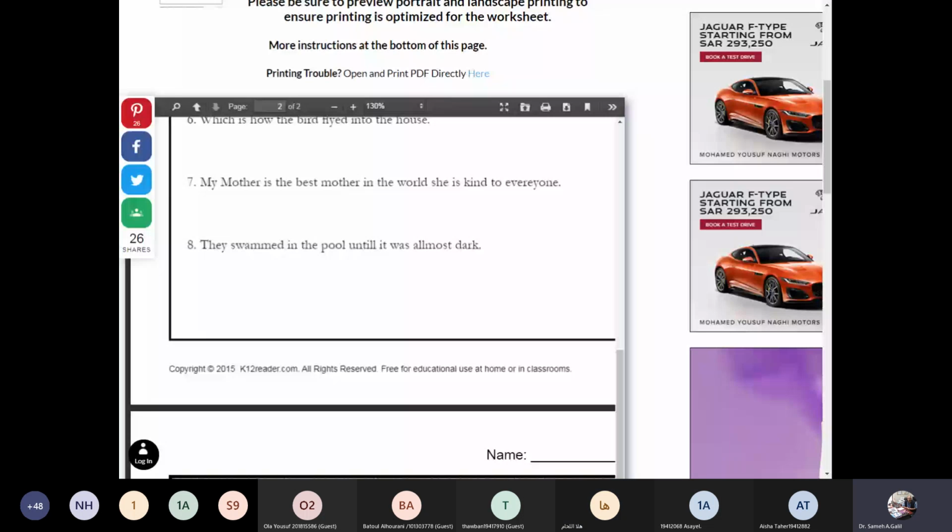A full stop is fine. This can be controversial. In order to save yourself the hassle, you can use and. So, my mother is the best mother in the world, and she's very kind to everyone. How about that? Yes, fine. So using a semicolon like you're saying is fine. Using a full stop and then starting a new sentence is also fine. Using and is also fine. The three of them are okay.